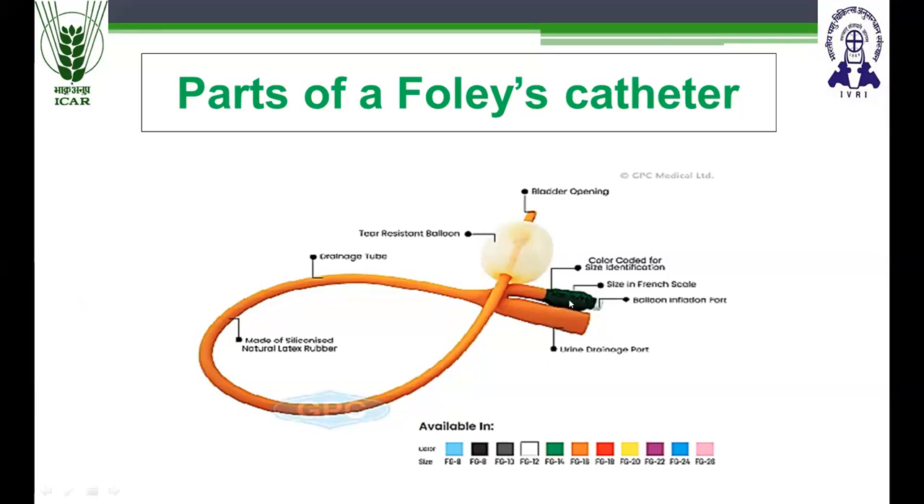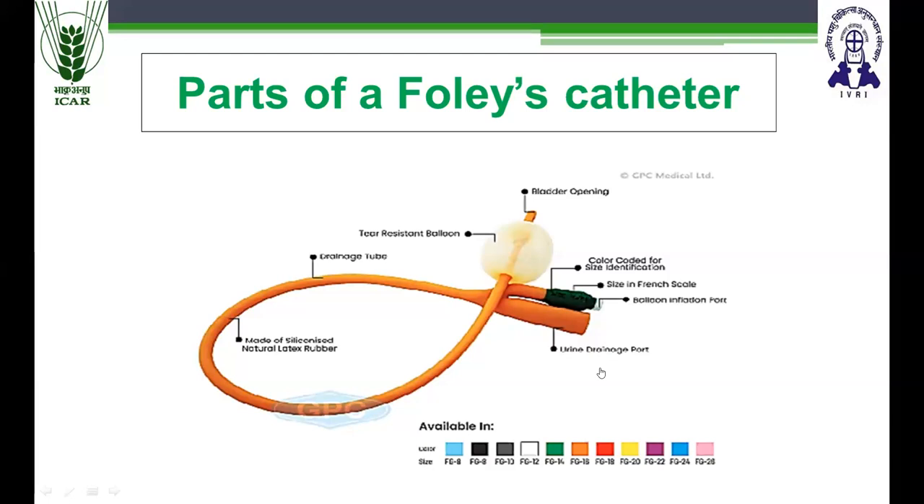The green port is the port for balloon inflation. Through this, we will infuse water to inflate the balloon. We have to inflate the balloon according to the size of the bladder. That is the important factor. In case of 14 gauge, the green color is what we use for goat. In this, it will be written as 30 ml, but after assessing the size of the bladder of the goat, we have to infuse water. In case of buffalo, we are using 16 gauge, and in case of small animals, we go for 8 or 10.